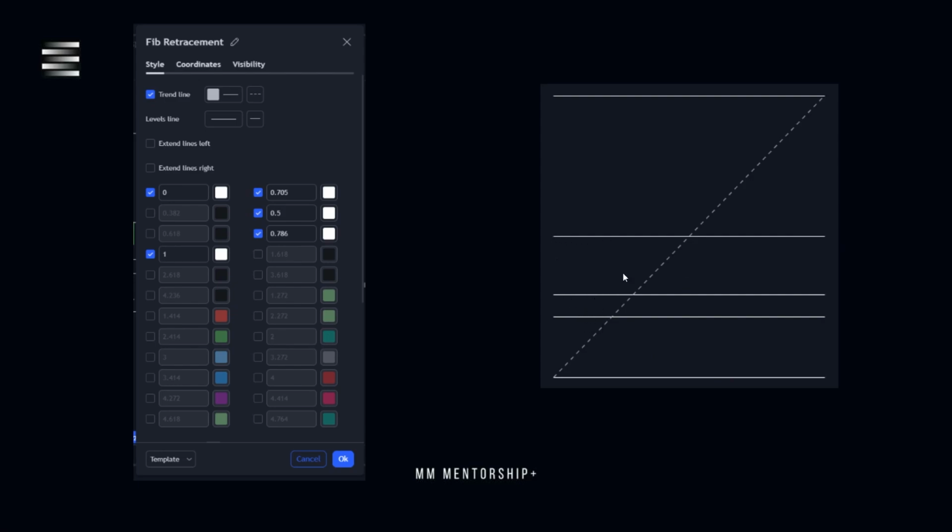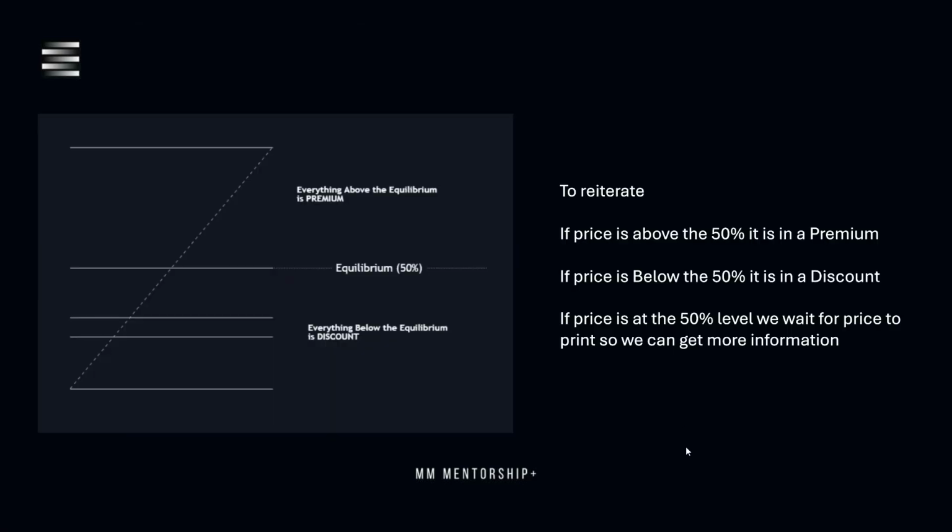Now, ignore these two lines for a minute, but here is the 50%. From a range, it measures from 0 to 100%, so the entirety of the range. This is the 50%, so it's half of the entire range, always. Above it, we call premium, and below, we call the discount area. Like I said here, everything above this equilibrium, so the 50%, is called a premium. Everything below it is called a discount.